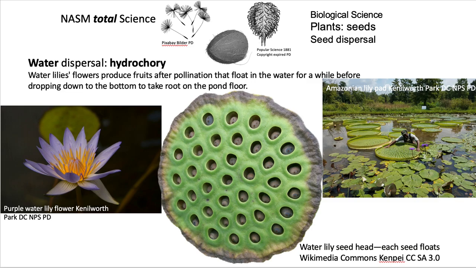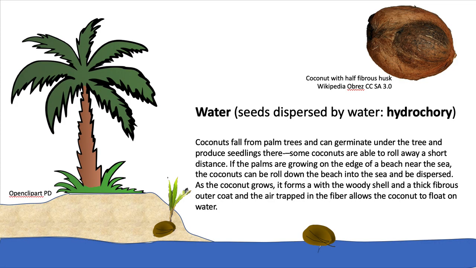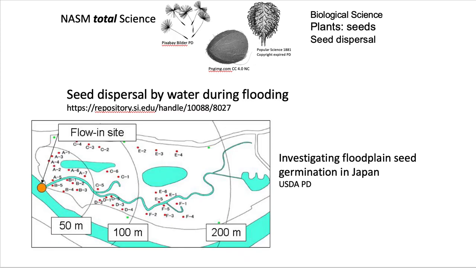Then we look at water dispersal, hydrochory, and the seed dispersal through water plants, something like the water lily, producing fruits that are going to float for a while before dropping down to the pond floor and taking root and growing again. So the coconut falls from the palm tree and either germinates under the palm tree, or if it's on a beach and gets into the water, it has a husk which is very low density and floats with this fibrous coat to another island, another part of the island, wherever.